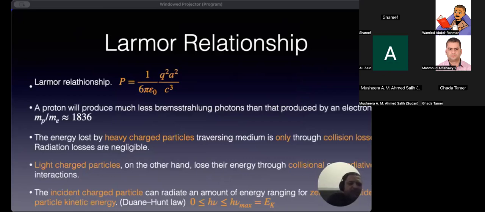Just a slide from the previous lecture. This is the Larmor relationship. And the important thing is that bremsstrahlung is produced when we're using electrons. Heavy charged particles do not contribute much; their bremsstrahlung is very, very low and usually we neglect it. And based on the Duane-Hunt law, the photon energy emitted can have a maximum energy which equals the kinetic energy of the electron, all the way down to 0.